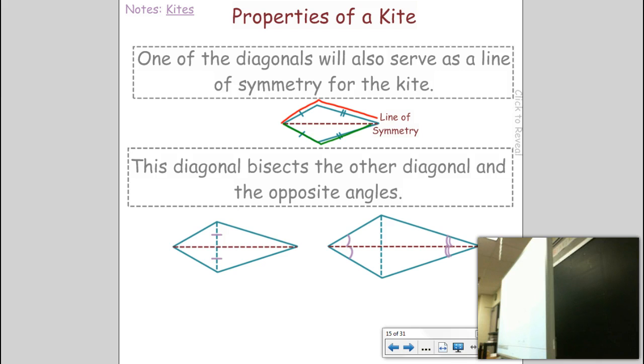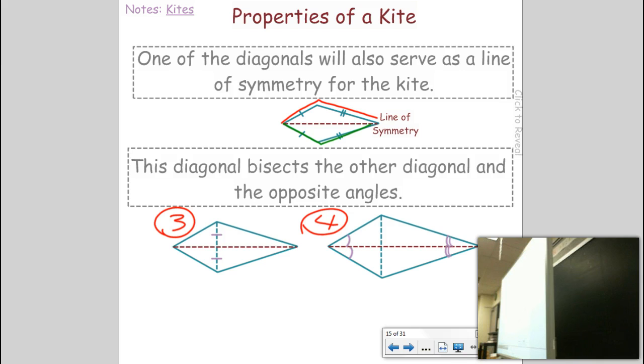So how many properties do you have left? 3 and 4. Okay, so the property is that the diagonal of symmetry bisects the other diagonal, so that's one of them, and then it bisects the opposite angles. So this is like property 3, and this is property 4. You can word that however makes sense to you. There's one diagonal, the diagonal of symmetry, and it does two things. It bisects the other diagonal, so that's number 3, and it bisects the angles, that's number 4. That's property 3 and property 4.